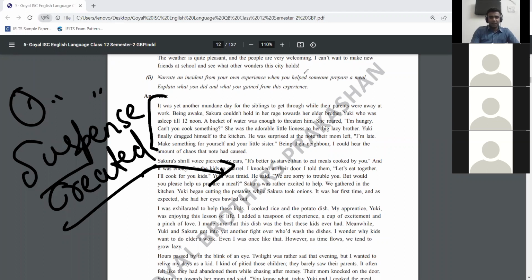Wait, hold on. Again, now after the descriptive essay, we have come to the narrative essay where these people have again tried to create some suspense. So grade 12 students, are you getting my point? They have again tried to create some suspense with the use of at least one good vocabulary word. One good vocab. Can anyone tell me the meaning of mundane?